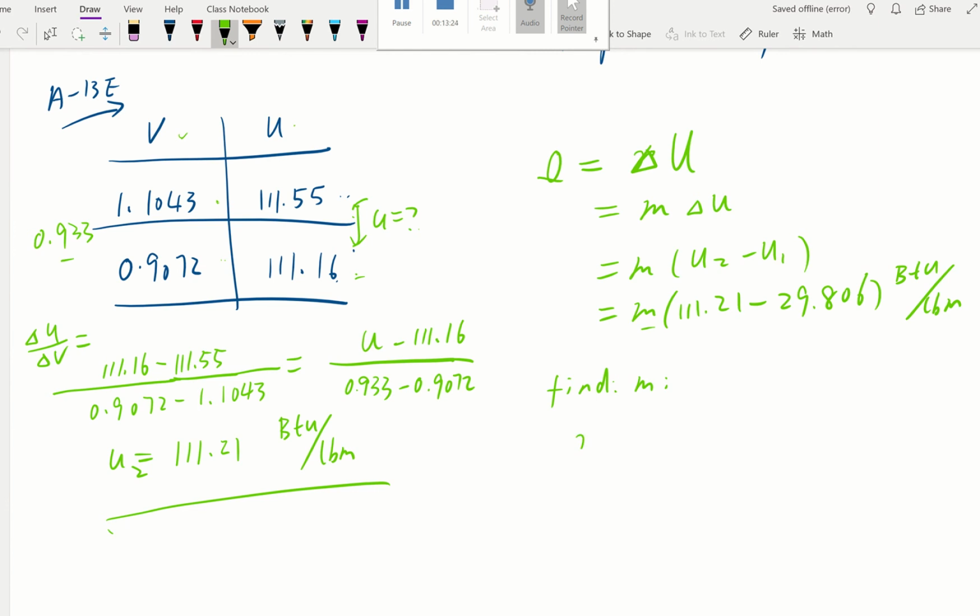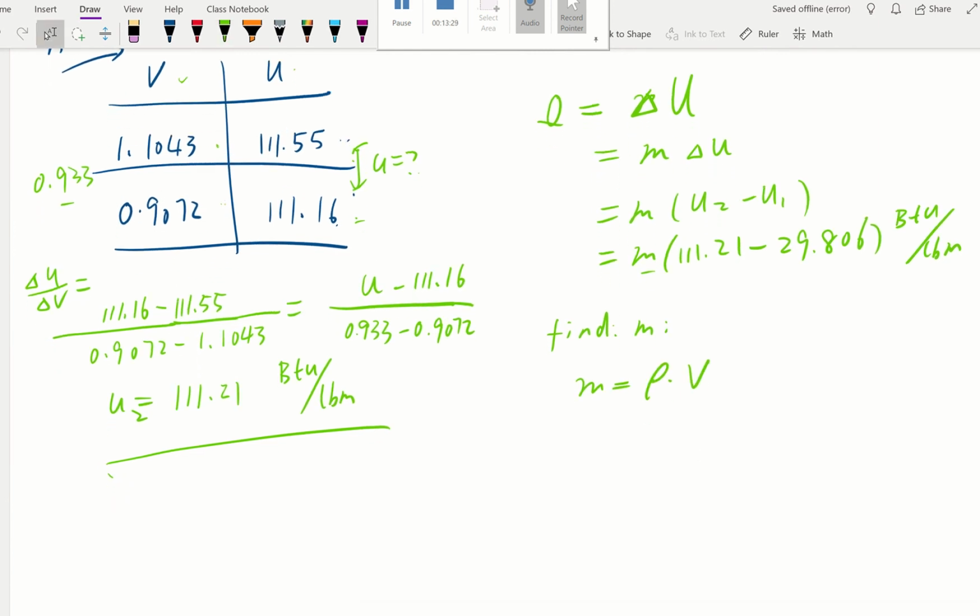Why? Because we know mass is density times volume, right? The mass is a constant, regardless of state 1 and state 2, they are the same. So the density of 1 times the volume, and the density we know is the reciprocal of specific volume, then times volume big V. Then in thermodynamics, in order to find the mass, it's big V over small v. This is volume, this is specific volume. So knowing that, we can find it.